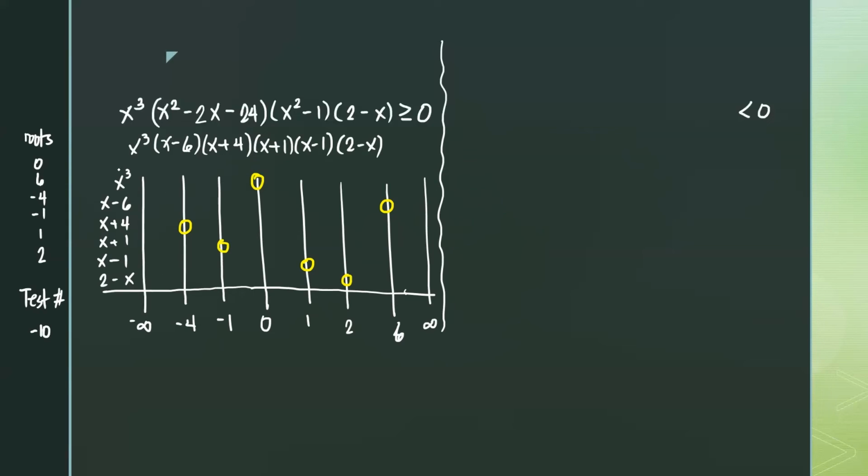Some of you might ask, Sir, cube yan. Okay lang, hindi naman even yung power eh. If the power is even, it's gonna be positive all throughout. Then this one, it's odd. So there will be changes in signs, just like normal lang na linear power. Okay, so here, -10, it becomes negative, negative, negative, negative, negative. It's positive on the last one.